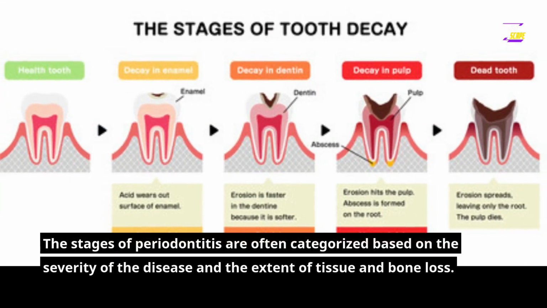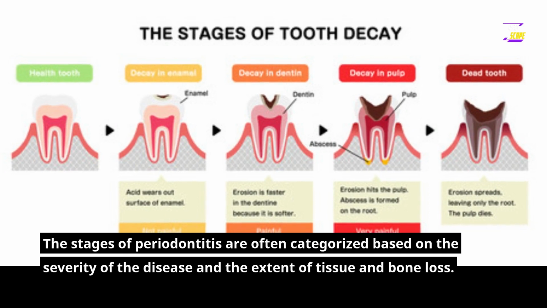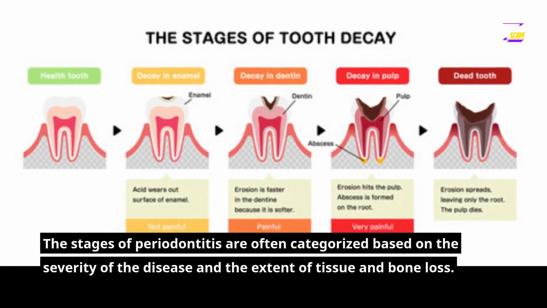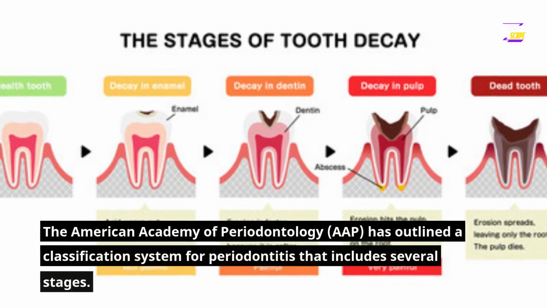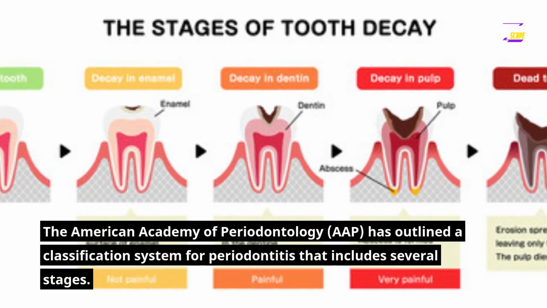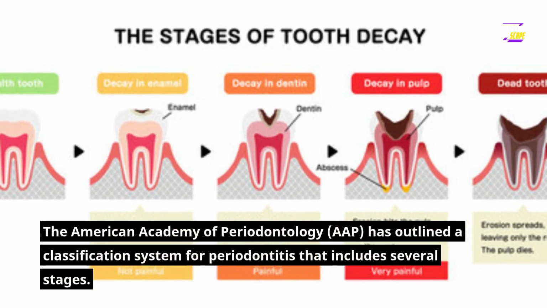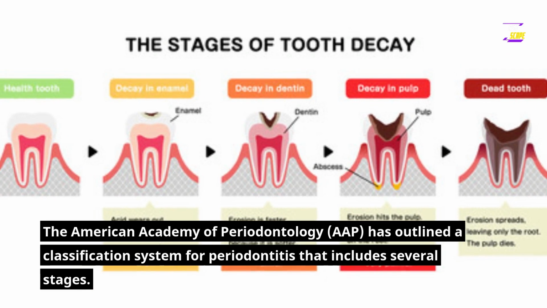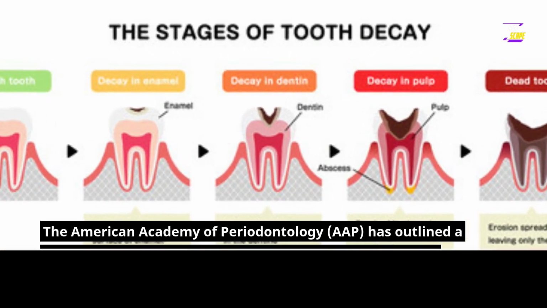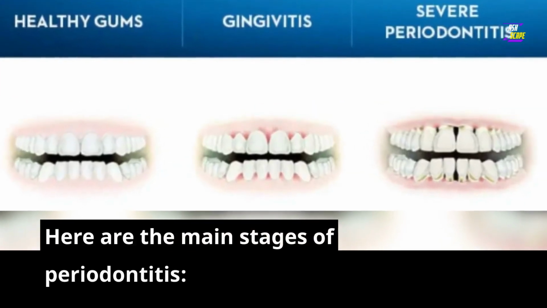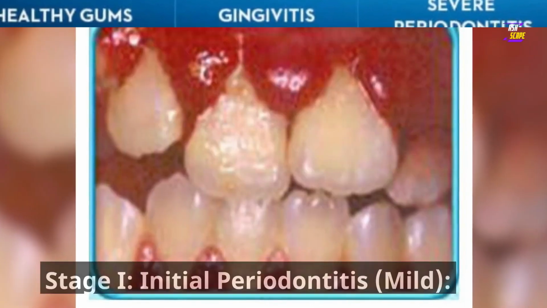The stages of periodontitis are often categorized based on the severity of the disease and the extent of tissue and bone loss. The American Academy of Periodontology, AAP, has outlined a classification system for periodontitis that includes several stages. Here are the main stages of periodontitis.